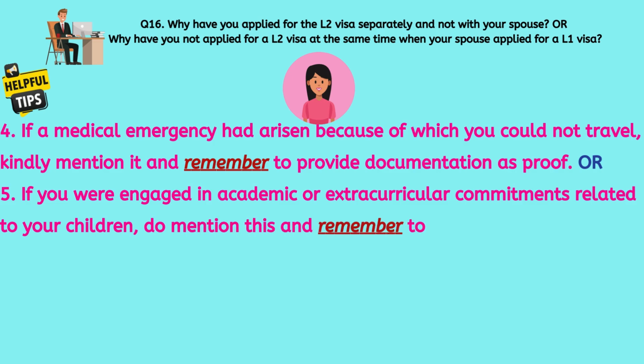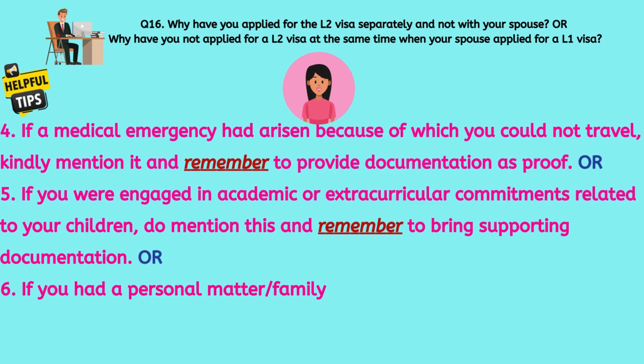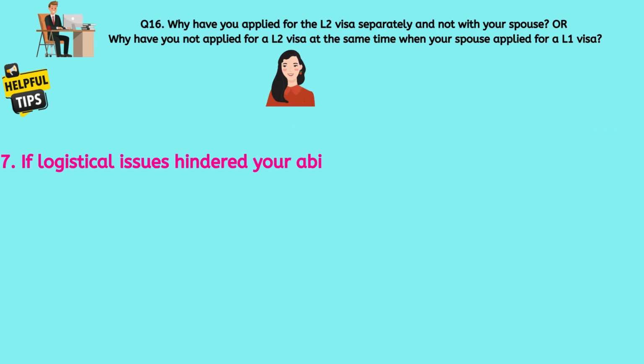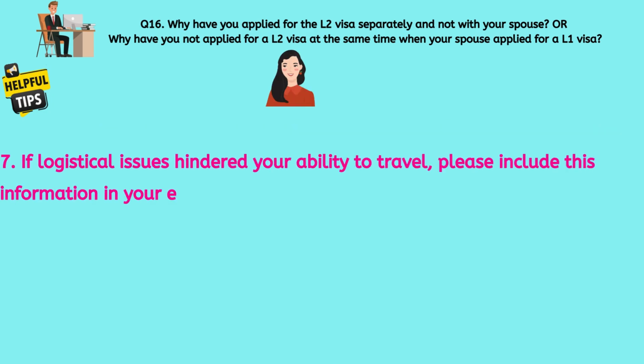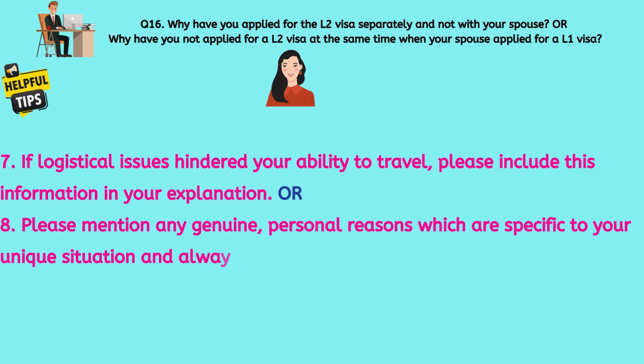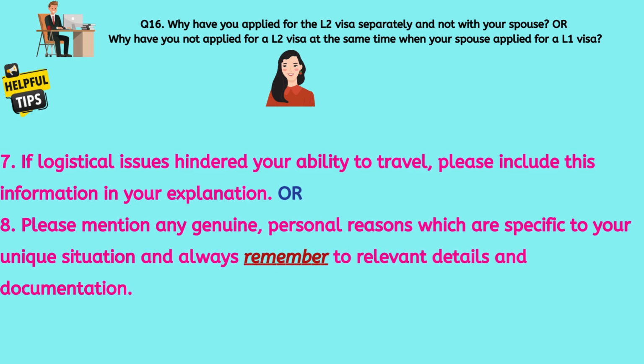If you were involved in academic or extracurricular commitment towards your children, you can also mention that and carry a documentary proof of the same. Or if you had a personal family matter or a family situation, could be good or bad, that you had to take care of, you could mention that as well, and if it is possible, do carry some documentary proof. If there were some logistical issues, you could mention that as well. So friends, any reason that is genuine, personal, and specific to your unique situation and is honest should be the reason given in this answer.